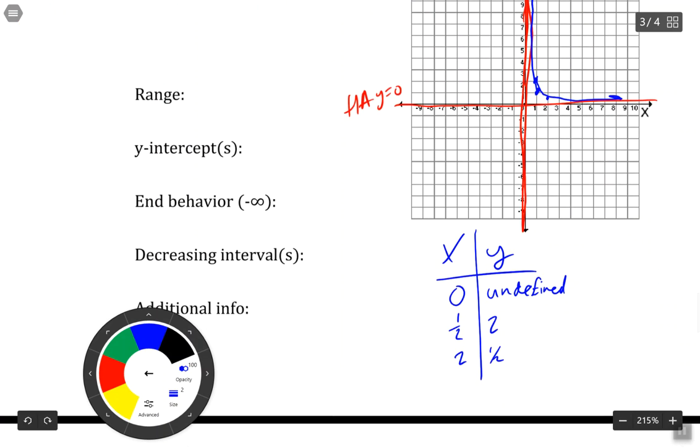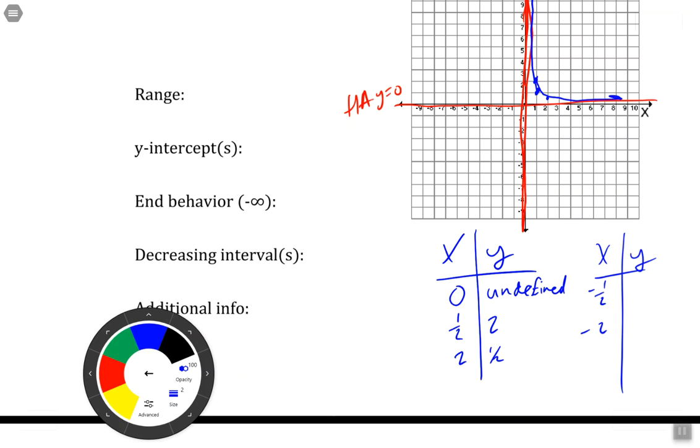What we're going to do is, we have x, we have y, we're plugging in, we know 0 is still 0. We're going to plug in a negative 1/2 and a negative 2. What's negative 1 divided by a half? How many halves are in 1 cup of flour? 2, right? So is this negative 2? What's 1 divided by negative 2? Negative 1/2.